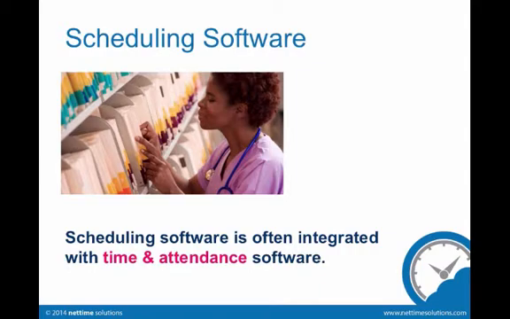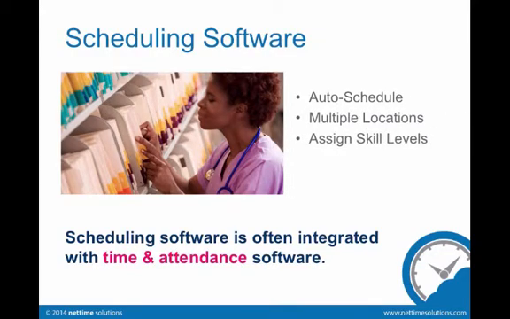Among other features, scheduling software gives you the ability to auto-schedule, to schedule at multiple locations, and to assign skill levels. And this type of software will also provide conflict warnings and shift planning. With employee self-service as a feature, it also allows employees to bid on shifts, swap shifts with another employee online, and sync their calendars. We find that scheduling software is often integrated with time and attendance software, and at Nettime Solutions, the scheduling features in stratustime have actually eliminated our clients' need for any other scheduling platform.